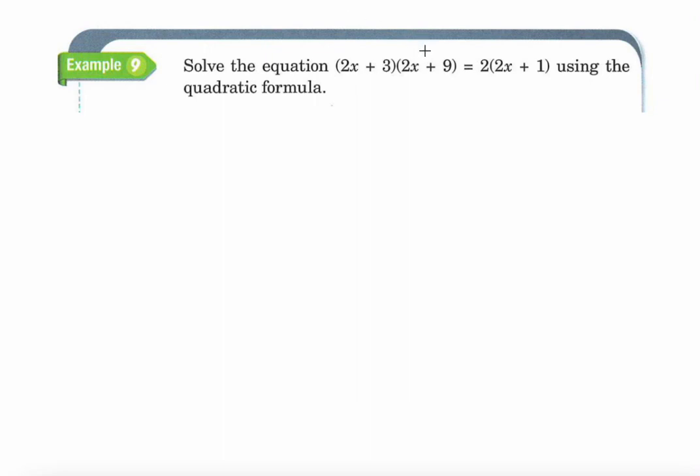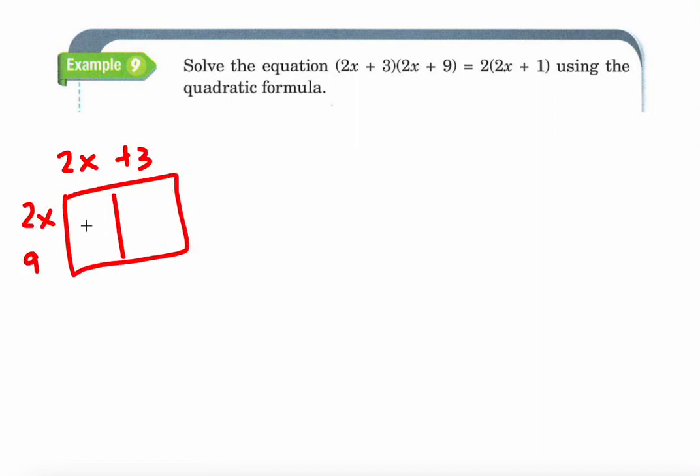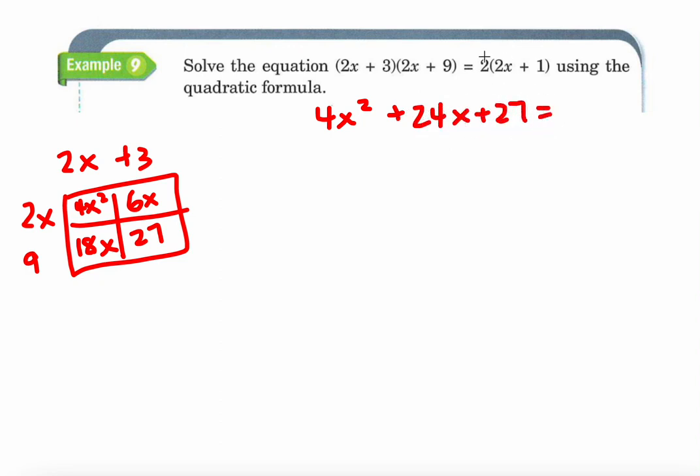Okay, let's do this. So 2x plus 3 times 2x plus 9. 2x plus 3, 2x plus 9. Let me use my Punnett square. 2x times 2x is 4x squared. 3 times 2x is 6x. 2x times 9 is 18x. 9 times 3 is 27. So the left-hand side will be 4x squared plus, these two are like terms, 6x plus 18x is 24x plus 27 equals, this is a distribution on the right-hand side, 4x plus 2.